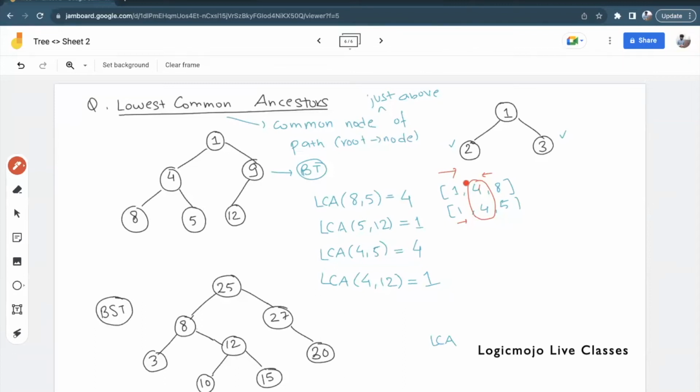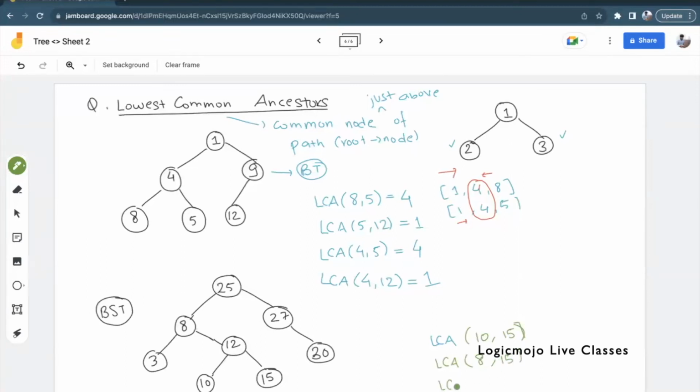Correct. Okay. Now, what should we do for the binary tree? What should be done for the binary tree? See here, if we want to find the LCA of 10 and 15, the lowest common ancestor of 10 and 15, just tell me in the chat box, and then tell me the lowest common ancestor of 8 and 15.